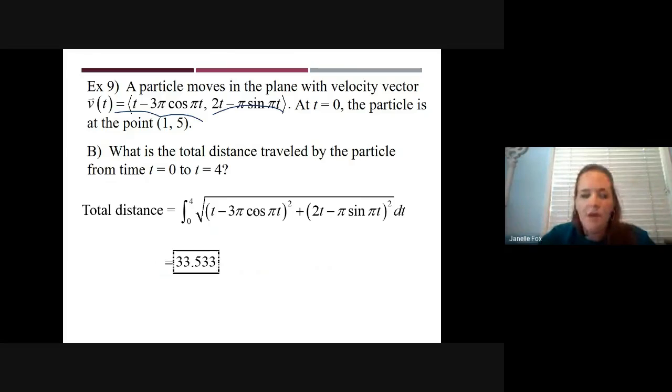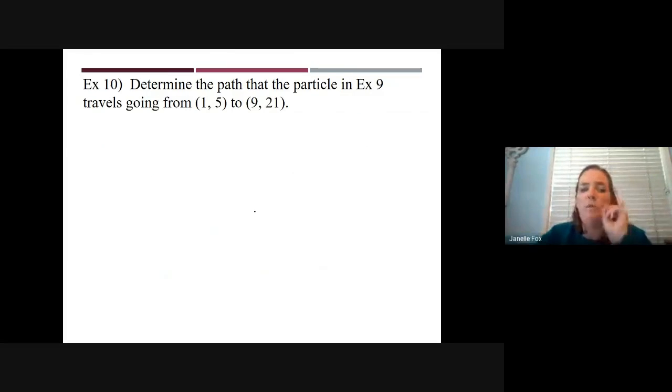So fun. Okay, we are going to do one more example. So in number 9, the one that we just did, we're going to determine the path of the particle. Okay, so to determine the path of the particle, that means I need to figure out, let me think.